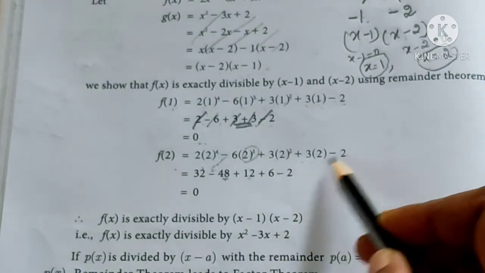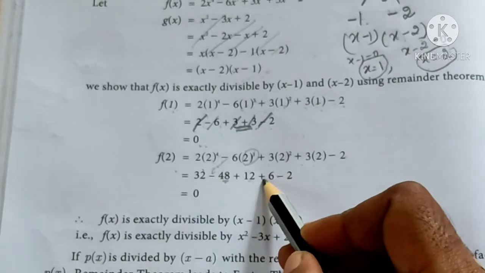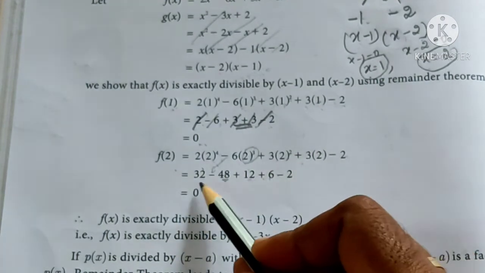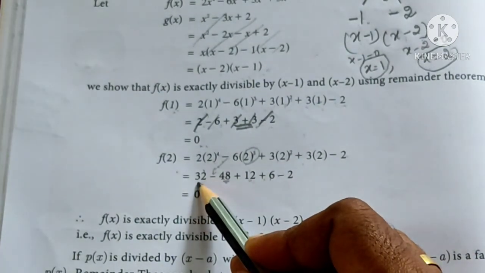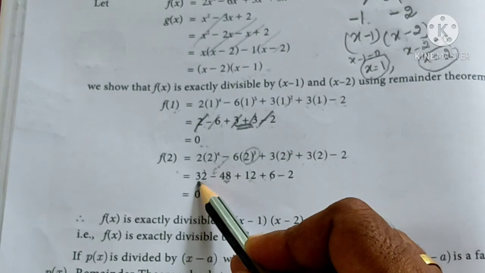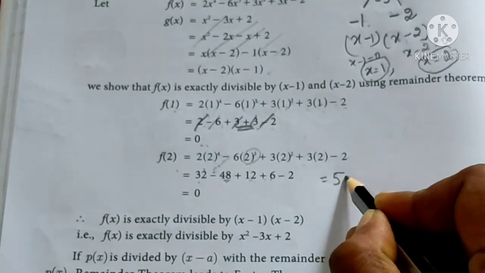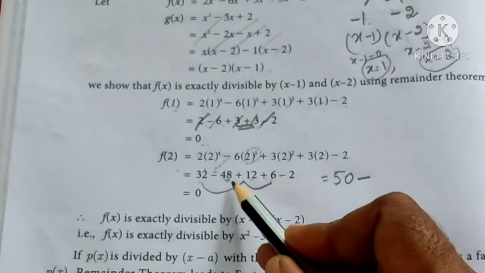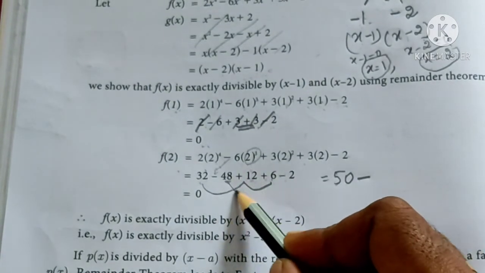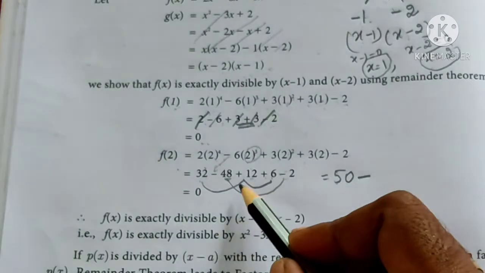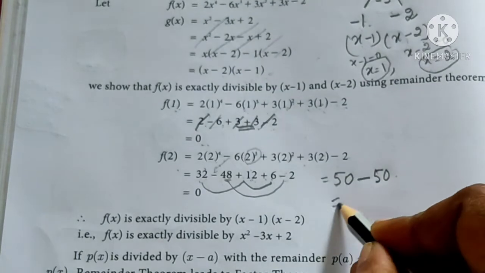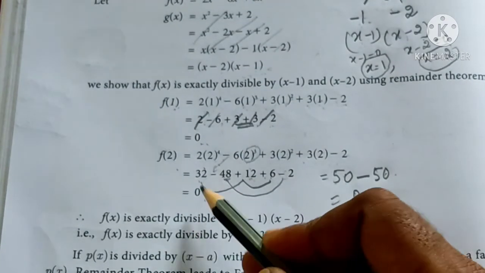3 twos are 6 and minus 2. Now, 12 plus 6. What's the value? 12 plus 6 is 18. 18 plus 32 is 50. Okay, so we add the positive values first: 32, 12 and 6. We get 50 minus 48. Minus 48 minus 2: the 2 numbers are negative, we add, but you should write the negative sign. Minus 48 minus 2 is minus 50. So, 50 minus 50, we get the balance is 0.